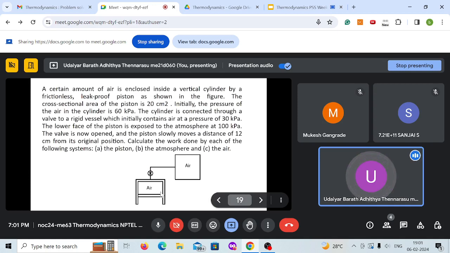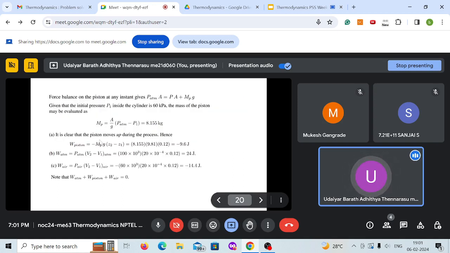So the piston, what is it gaining? It's gaining some potential energy. Because it's moving up by 12 centimeters, it's gaining potential energy, and it will be higher than what it was previously. So that is the work which is being done on the piston.